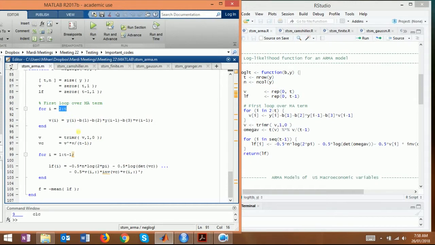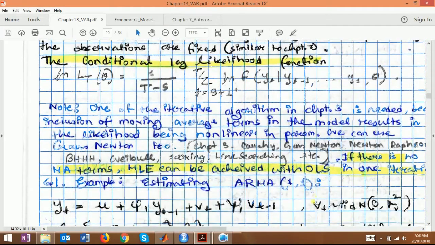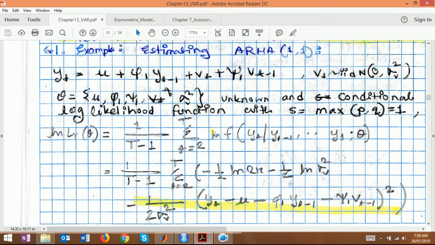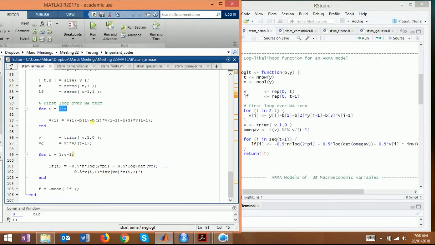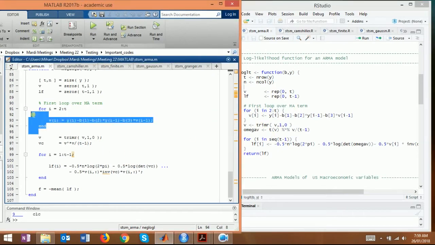The residual is kept as u. We represent our equation with u. So we have y minus mu minus phi 1 y t minus 1. Basically, what we have is y minus mu, because we are representing our equation with the structural residual. So y minus mu minus phi 1 y t minus 1 minus psi 1 v t minus 1, right? Mu is located in b1, phi 1 y t minus 1, which is i, psi 1 v t minus 1. So mu, phi 1, psi 1. Okay? End. So that is v.